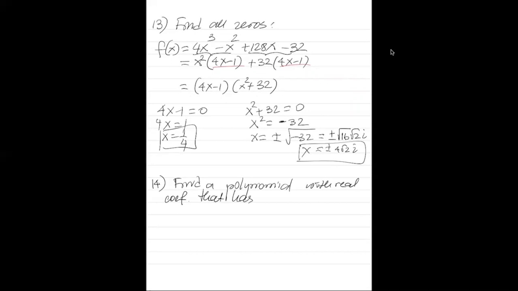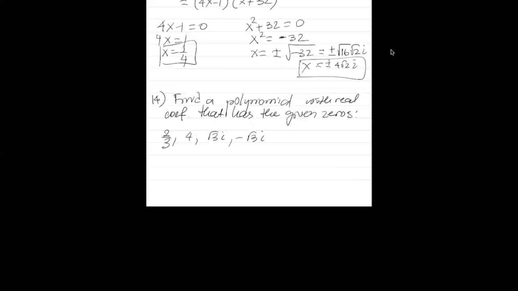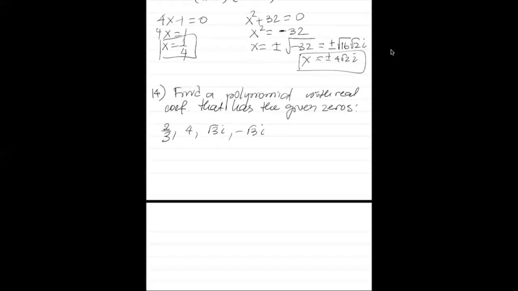That has the given zeros or solutions. So the zeros are 2/3, 4, root 3i, and negative root 3i. So 4 of them. Is there anything that's not given but we can find out? No, because these 2 are conjugate of each other. Sometimes they give you 1 conjugate and you have to figure out the other.